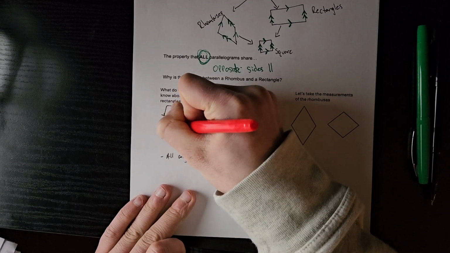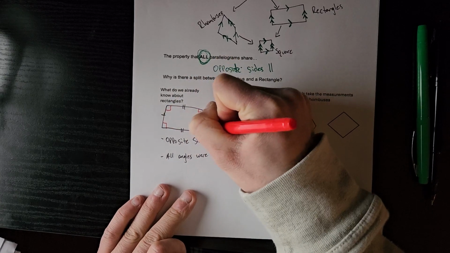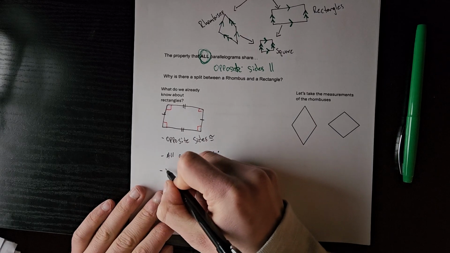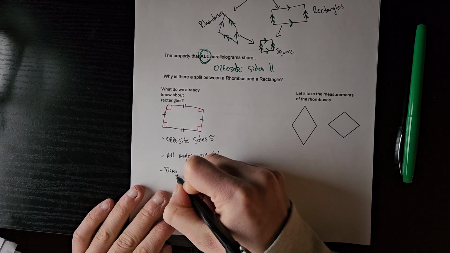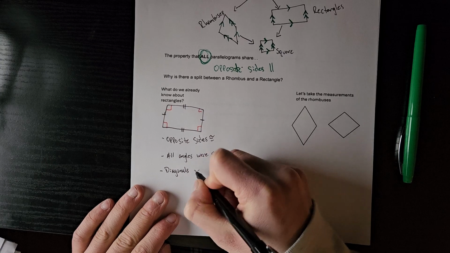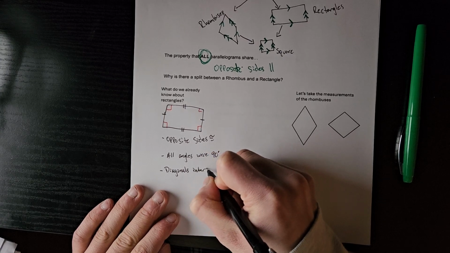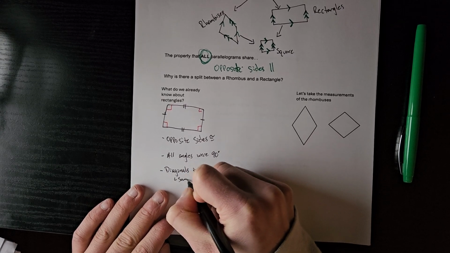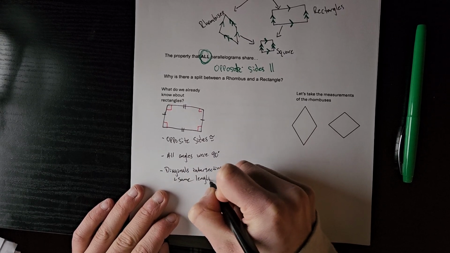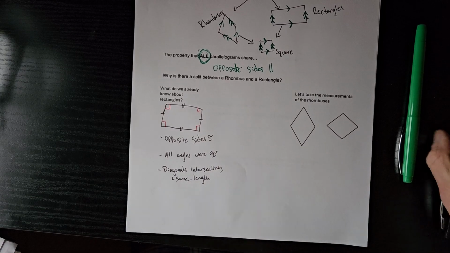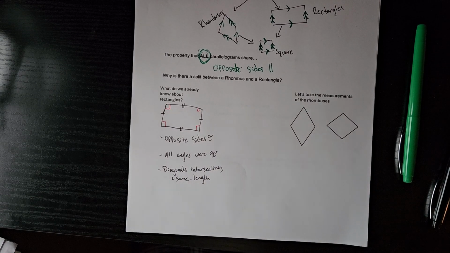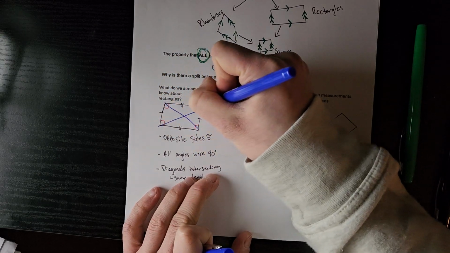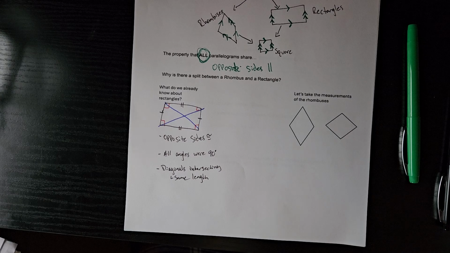So all of our angles that we measured were 90 degrees. That's another thing that we noticed. A third thing, we had diagonals intersecting. Same length. A lot of us measured the same length when we were looking at the diagonals in the shapes that we had. Most of our rectangles had diagonals that were the same length as well.